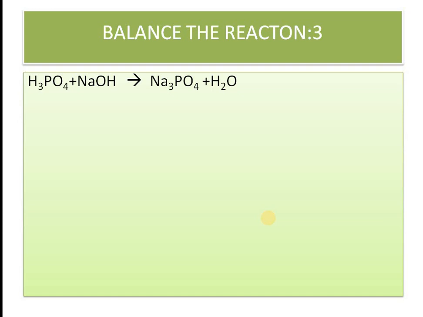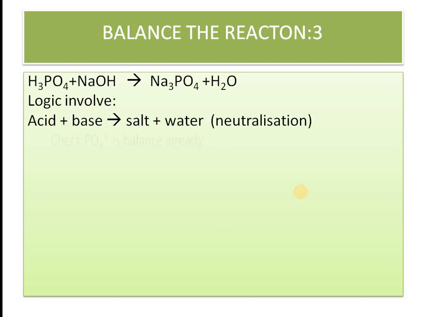That is the problem. So you have to see the molecular formula first, then balance the equation, if you want strong fundamentals. The logic involved here is that acid plus base gives rise to salt and water. Acid plus base is a neutralization type of reaction. Now we can check phosphate directly. How many phosphate? Left hand side 1 and right hand side 1. So phosphate is already balanced.